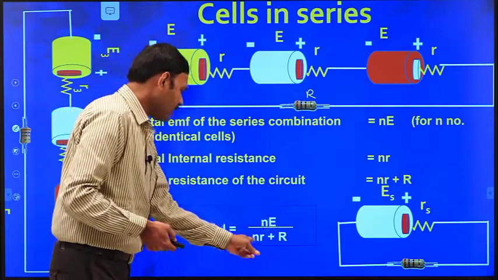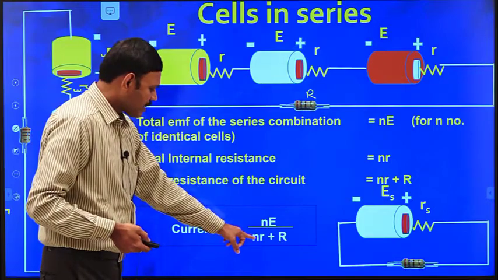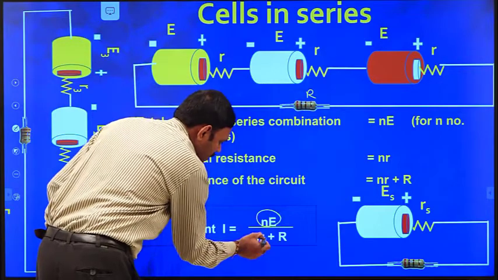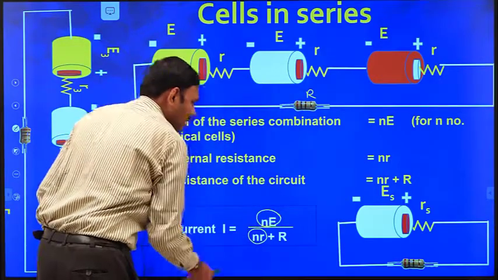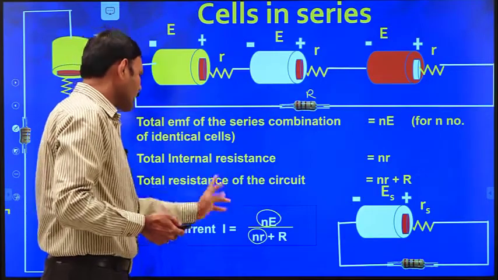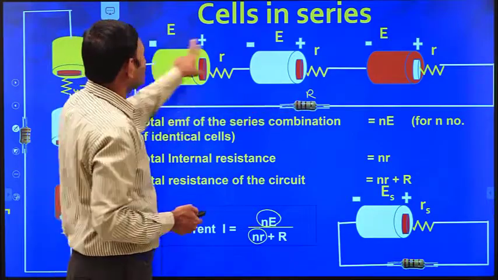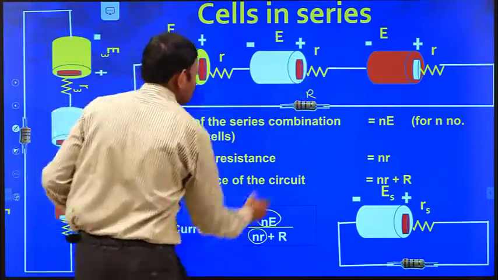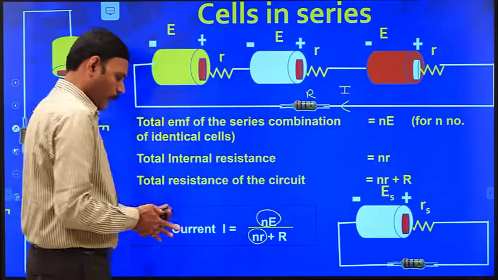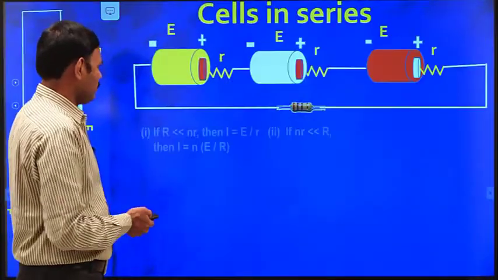I equals n into small e divided by n into small r plus capital R. This is the net EMF, and this is the net internal resistance. Students, this is the net EMF of all cells together, and this is the net internal resistance of all cells together in series combination, plus the external resistance. So nE divided by n into small r plus capital R is the net current passing through the resistor in series combination. Here the current is passing in this direction, and that I is given by this expression. Okay.